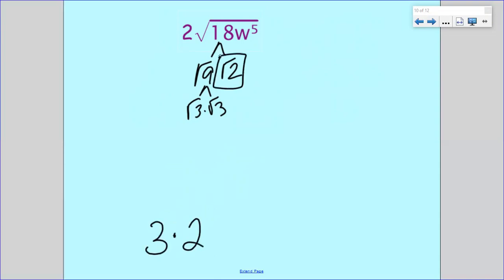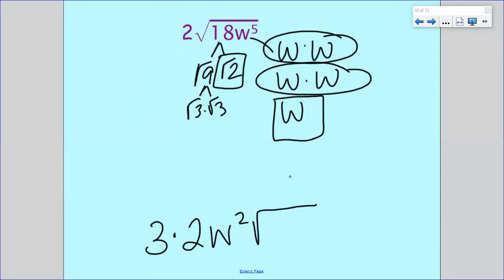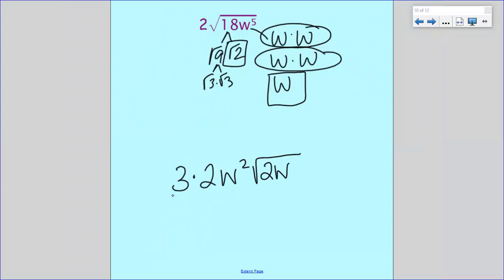This guy, he's staying under. W to the 5th: 1, 2, 3, 4, 5. Here's 1. Here's 2. W squared and left over. So what's left over is the square root of 2 and w, square root of 2w. But I'm not done. I got to multiply. 3 times 2 is 6. So my final answer is 6w squared, square root of 2w.